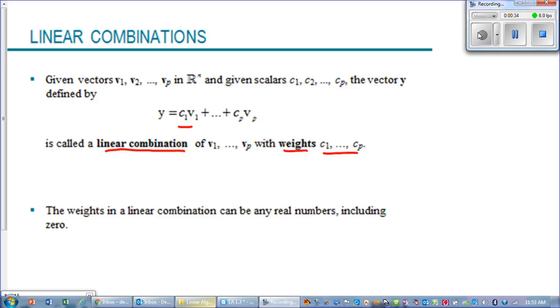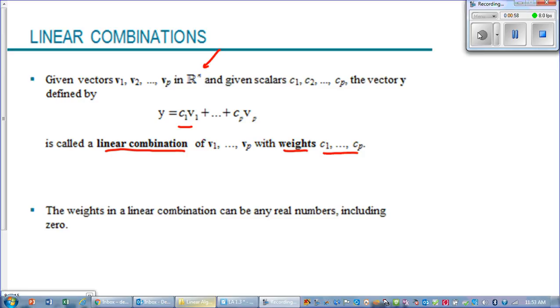Now, the vectors individually are in Rn. I've got p different vectors that I'm taking the linear combination of. So don't confuse the fact that I have p vectors. They're all in Rn, meaning each one of those has n entries. Now, the weights in a linear combination can be any real numbers, including the number 0.